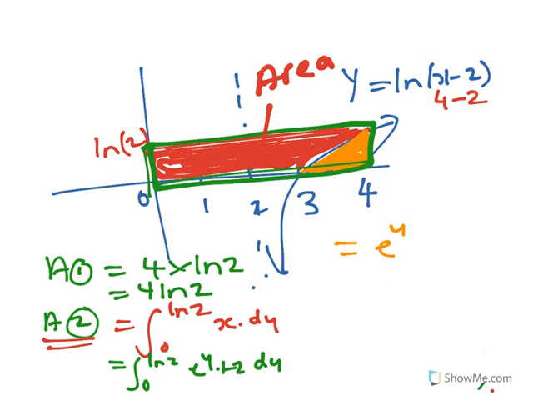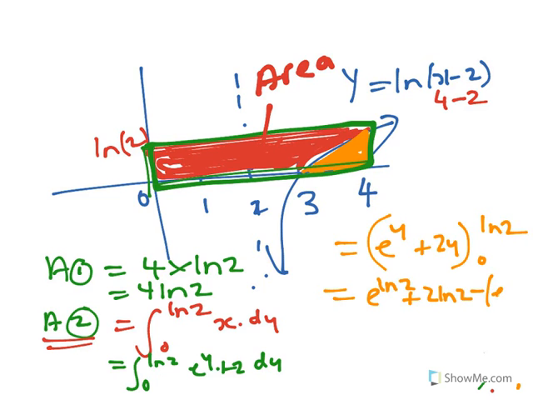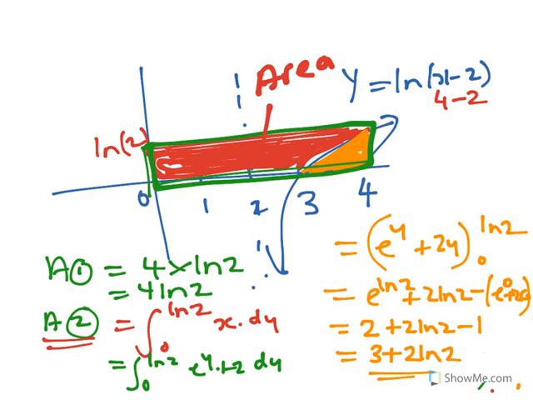So it's just going to be e to the y plus 2y, and I'm going to go from 0 to ln 2. So it's e to the ln 2 plus 2 ln 2 minus e to the 0 plus 2 times 0, which is e to the ln 2 is 2 plus 2 ln 2 minus e to the 0 is 1, be 3 plus 2 ln 2. Oh, not 3, sorry, 1. Because 2 minus 1 is 1. Now, that there is just the red area. So that's just the red area.